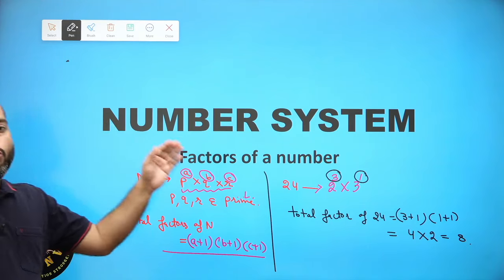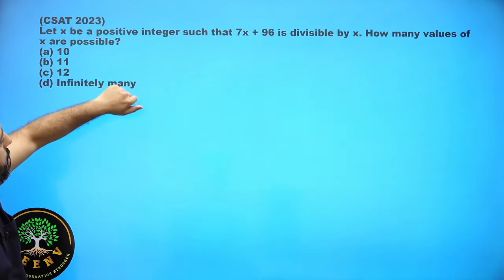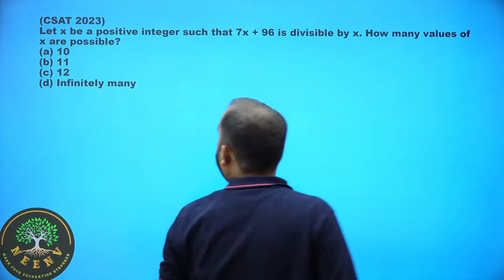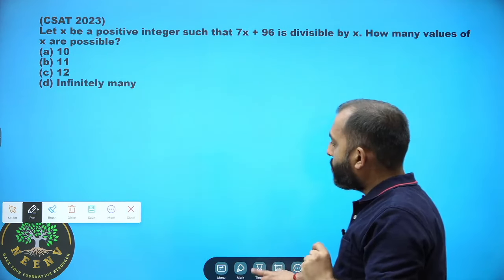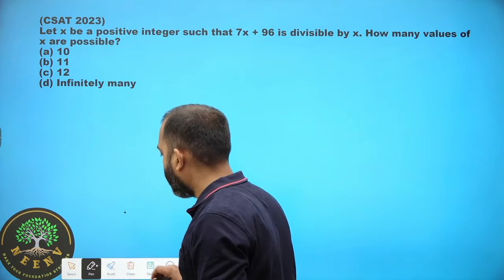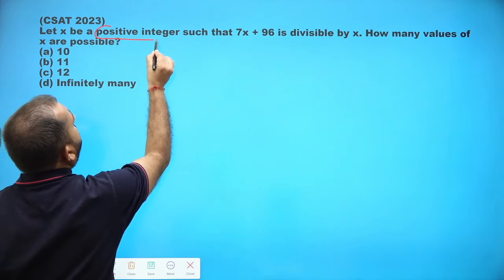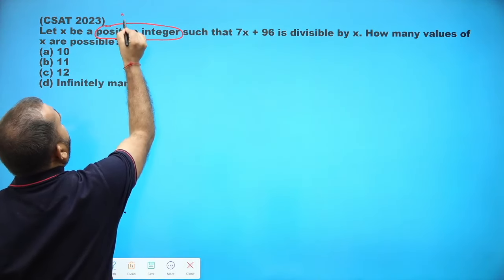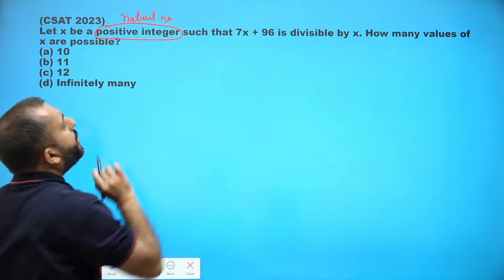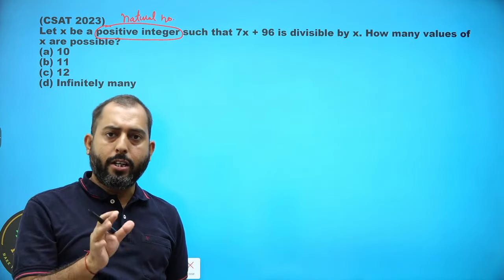Now let's move on to the problem. So this is the problem. It says let x be a positive integer. Whether you say positive integer or you say natural number, it is one and the same thing.